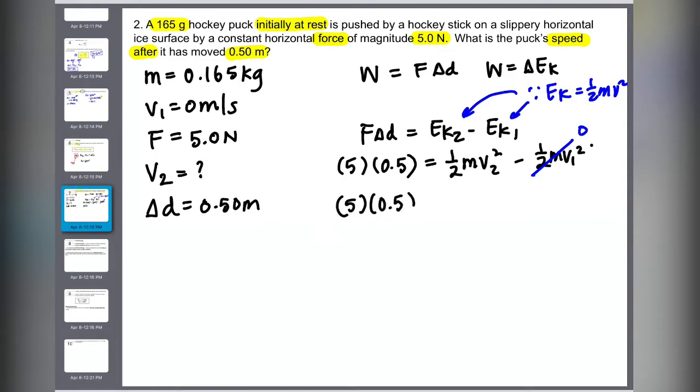So 5 times 0.5 equals 1/2 the mass, 0.165, V2 squared. This is the part where I need you to pause your video. I need you to figure out how to rearrange the equation for your math to figure out V2. So pause the video, figure out your V2 before you come back, okay? Try it out.